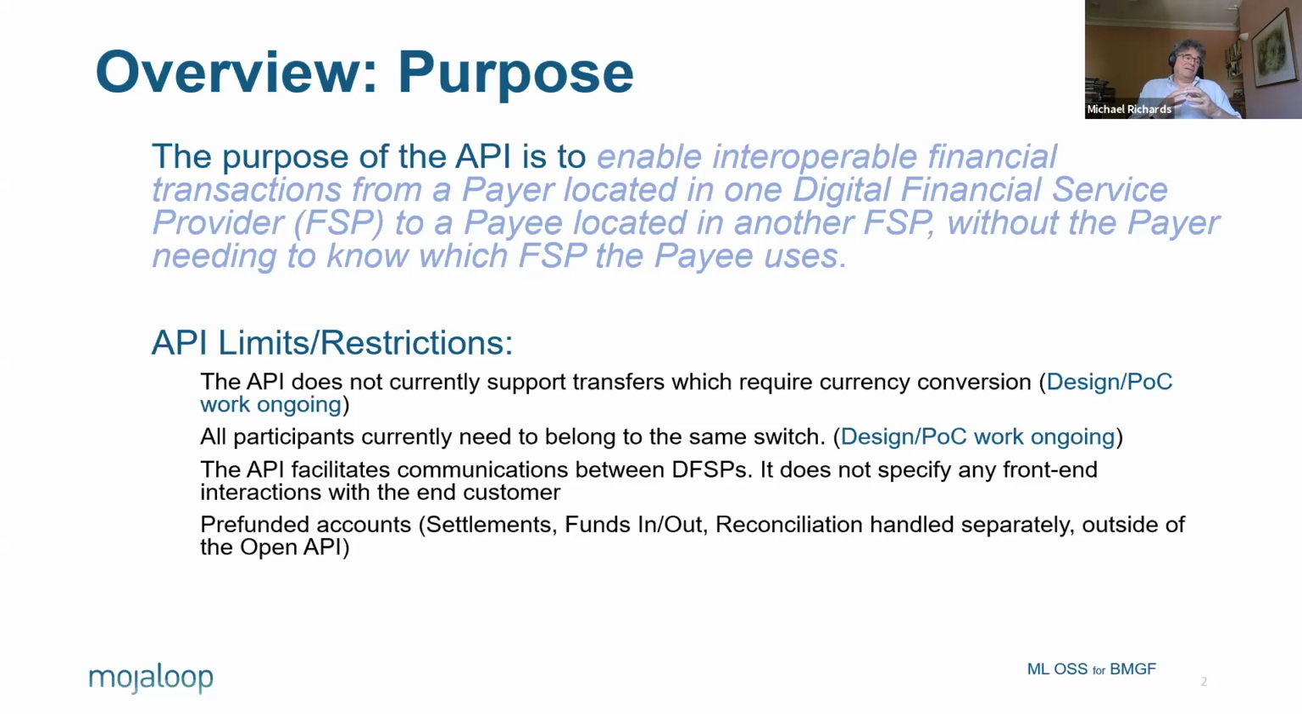As I've already said, the API facilitates communications between DFSPs, which you'll hear that word a lot, digital financial service providers. It doesn't specify any front-end interactions with the end customer. The API doesn't. And it works on pre-funded accounts. So in order to reduce risk and cost to parties in the system, we insist that transfers should be pre-funded and that there should be liquidity cover. Again, I'll be talking about how that works in a little bit.